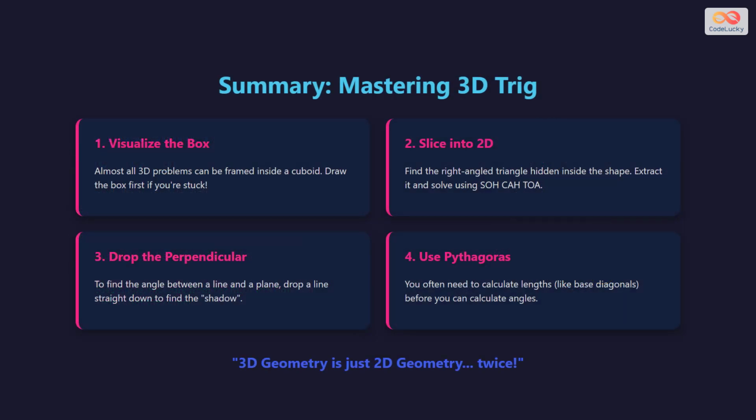To recap, success in 3D trigonometry comes down to visualization. Draw a box. Slice it to find the flat triangle. Use the drop-down method to find projections. If you can reduce the 3D problem to a 2D slice, the math becomes simple.